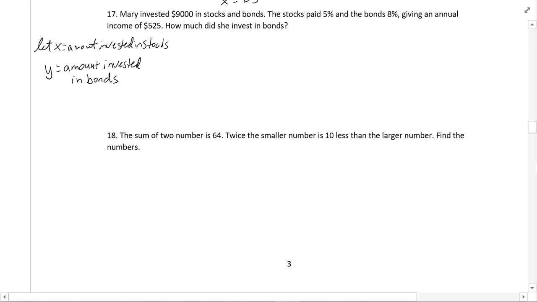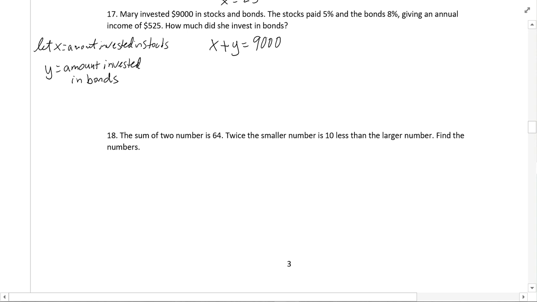Okay, so we have my X and my Y. The first thing I have here is Mary invested $9,000 in stocks and bonds. I don't know how much is invested in stocks, and I don't know how much is invested in bonds, but I know together it's $9,000. So my first equation is X plus Y equals 9,000.